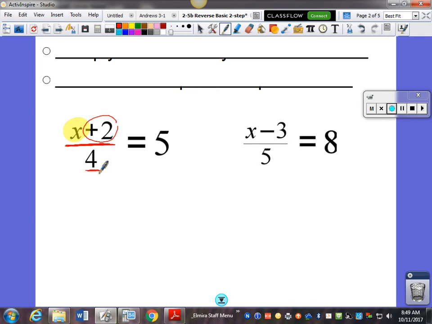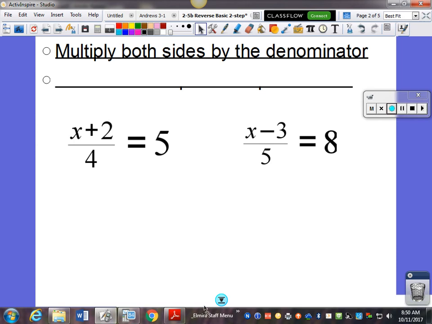So there's a few basic steps to doing this. Basically in solving equations you always want to move from the thing that's happening furthest away from the variable to closest to the variable. So the first step for all of these questions is going to be to multiply both sides by the denominator. The denominator in this case is 4. So I'm multiplying both sides by 4.